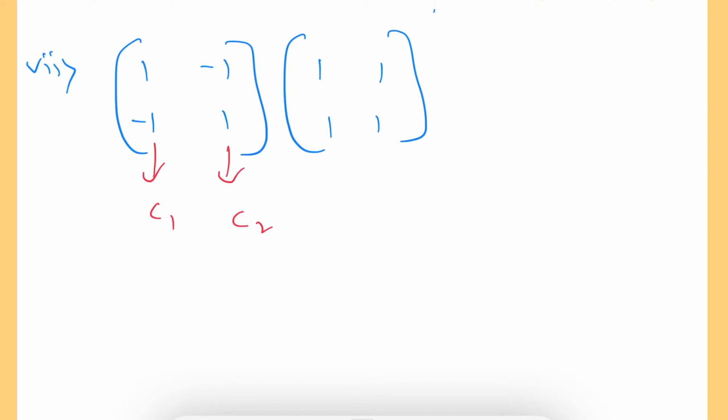Column 1, column 2, row 1, row 2. So these two are matching here so that we can do multiplication. Okay, let's move to the step now.